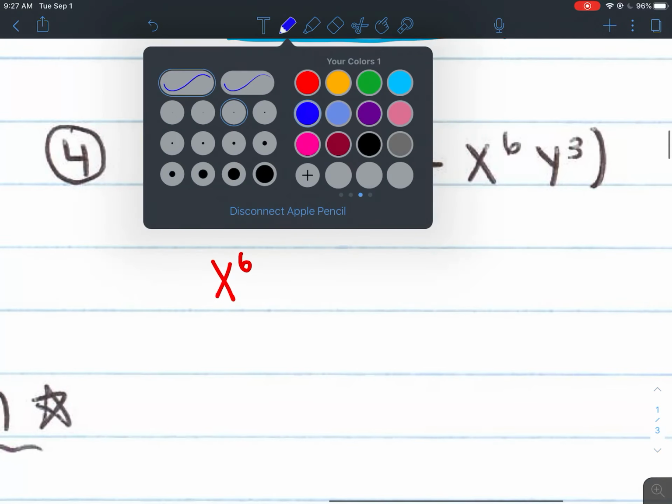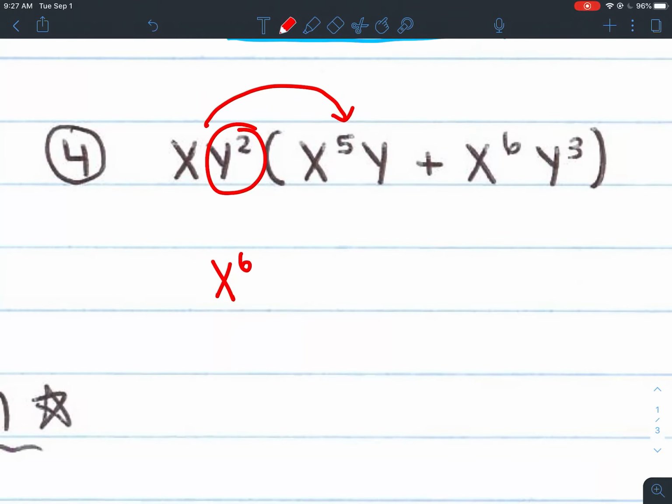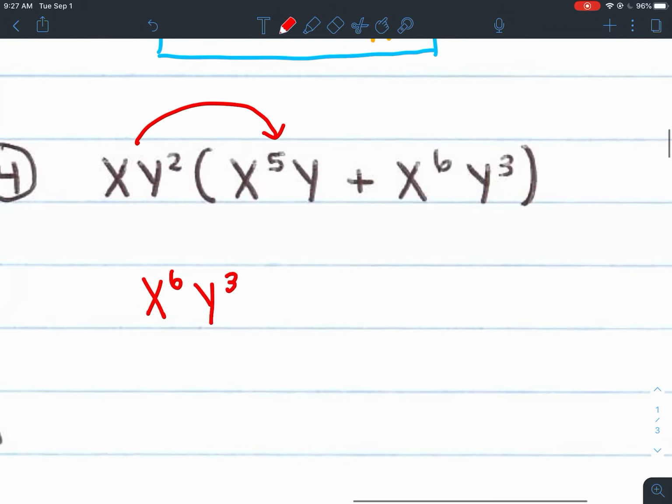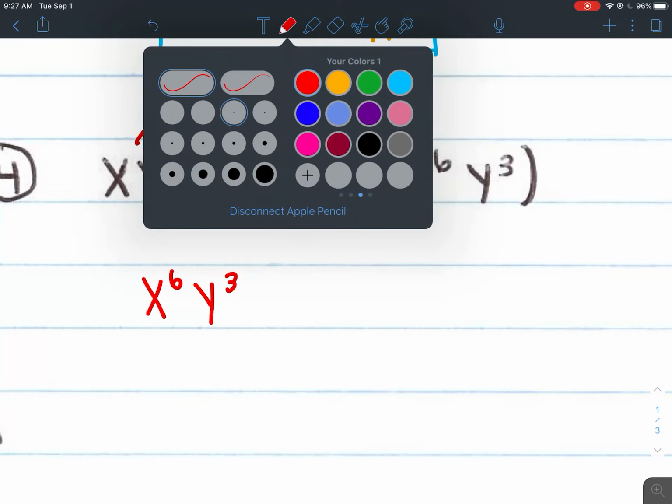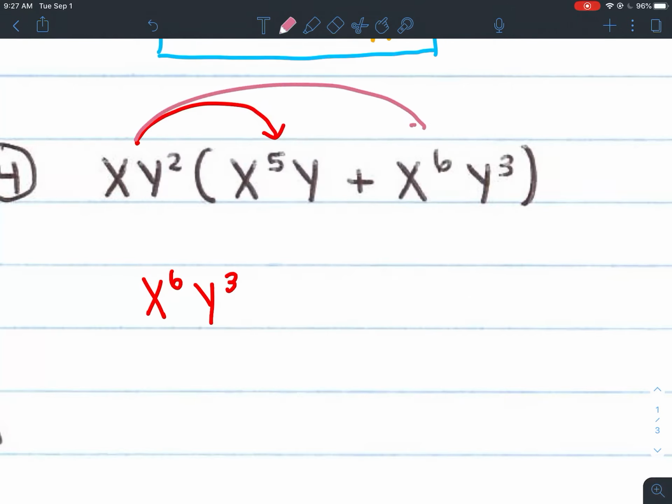Okay? And then you're going to do the same thing with the y's. You have 2 y's here, you have a single y here. So if I were to multiply those together, I'd have y cubed, y to the 3rd power. And then I'm going to do the same thing, I'm trying to figure out what color to use, sorry. We'll use pink. And then we're going to do the same thing to the second term over here. So this would be positive x to the 7th and y to the 5th.